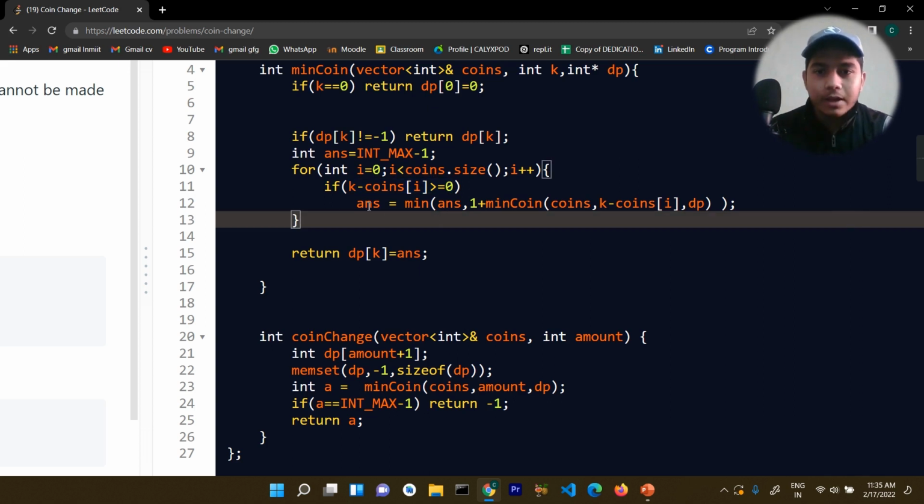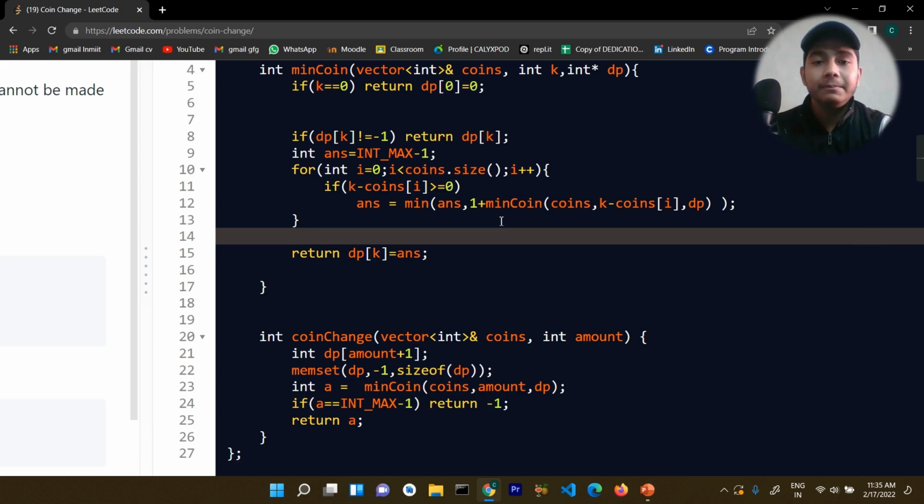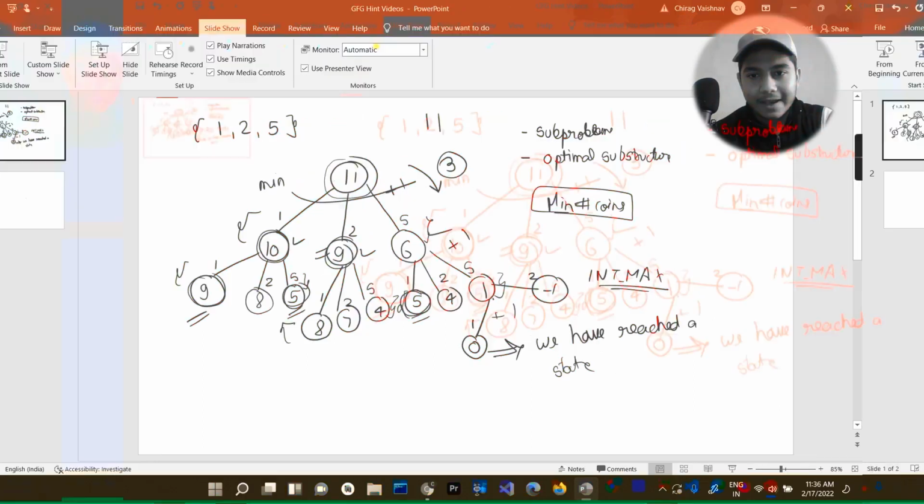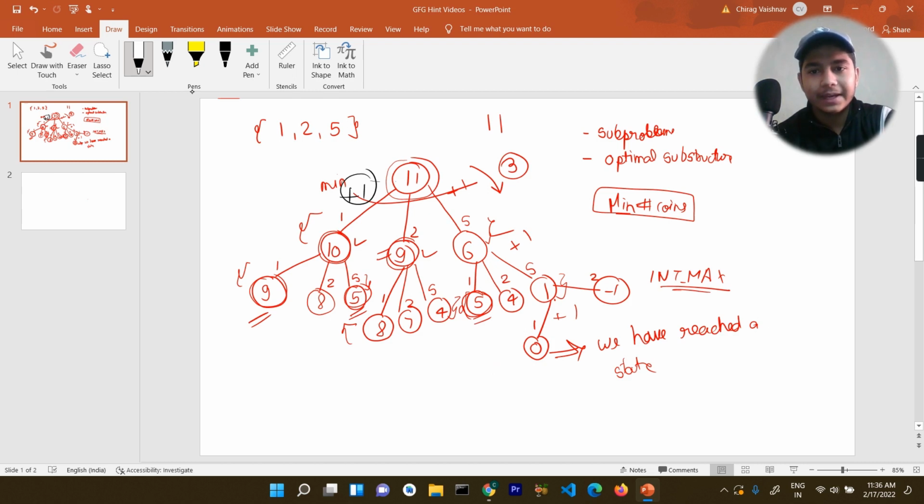Now you have to check the minimum at each state, right? And each state will be 1 plus minCoin of k minus coins[i], right? Suppose we have the initial sum 11, and the first coin is 1. So I will be taking the minimum of answer and 1 plus minCoin of 11 minus 1, that will be 10, right? Here you can see in that diagram as well that I have 11 here, then plus 1 here, and 11 minus 1, 10.